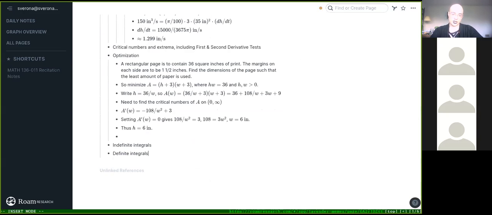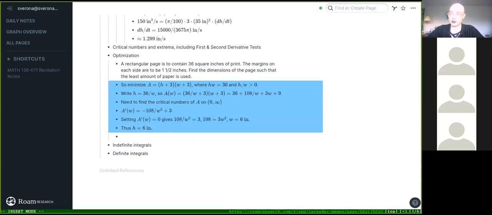I will put this under my optimization section. Actually, I'll make a new section. Actually, you know what? I'll just put it here, and I'll go ahead and indent all this so it doesn't show up.